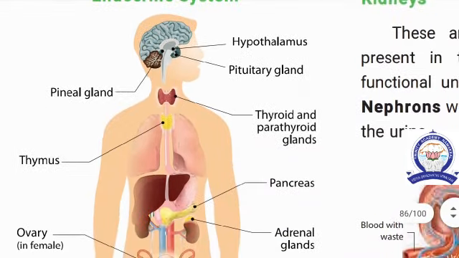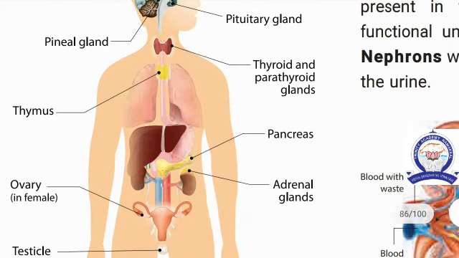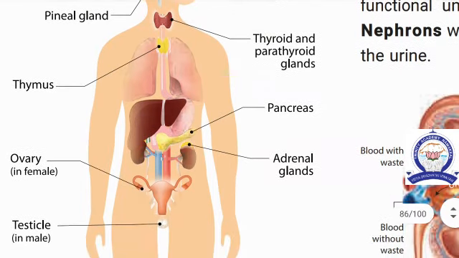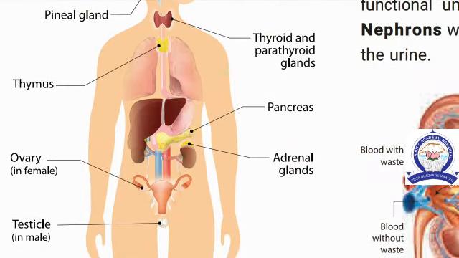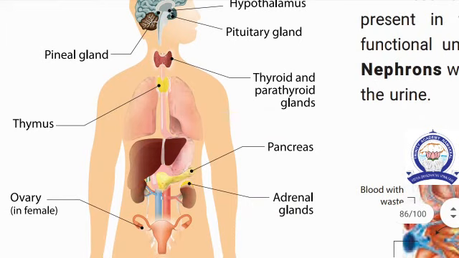See the diagram. Pituitary, thyroid, parathyroid, pancreas, adrenal, ovary and testis, thymus, pineal gland. These are the endocrine glands. These glands secrete hormones. The hormones regulate our body to maintain it throughout life.